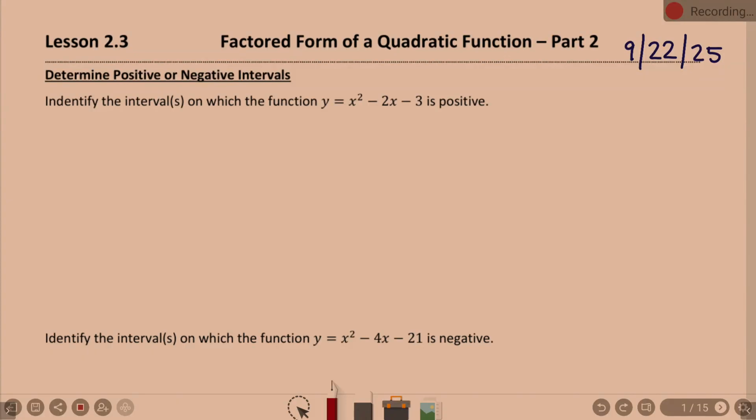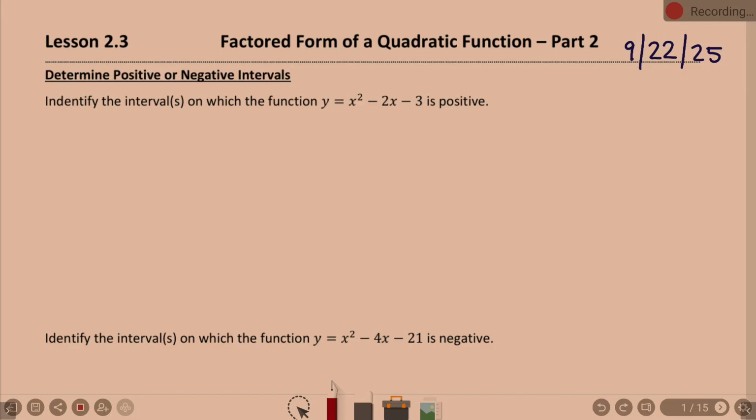In 2.3 part 1, we spent a lot of time finding our zeros. We reviewed and did a lot of practice with factoring, and then once we reviewed our factoring, we did a lot of solving, finding the zeros. So finding where your equation equals 0. The other thing that is included in lesson 2.3 is the inequalities.